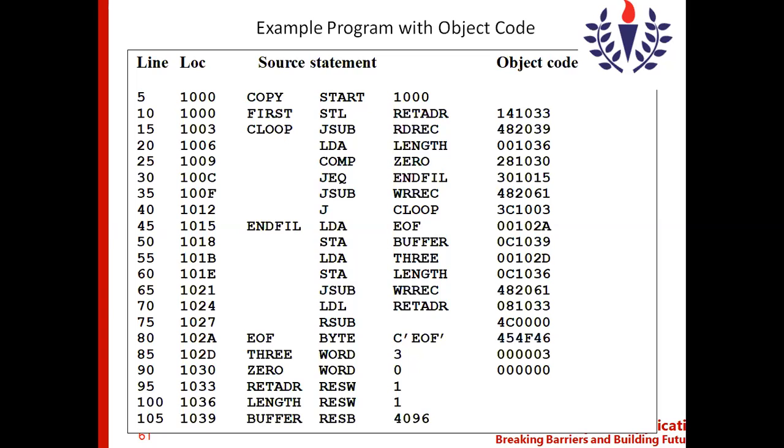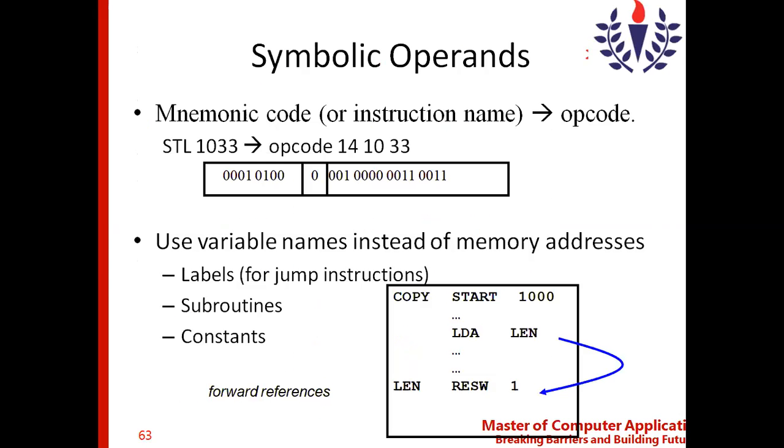This concept is called forward reference. What is the meaning of that? When a symbol is used in an instruction, the symbol is not defined before the instruction. Instead, it is defined later, because of which we have to move forward to reference the symbol. This concept is known as forward references. Because of forward references, the assembler will not be able to generate the object code in a single pass. In the example given in the slide, LDA LEN, LEN is defined later, so it has to make a jump.